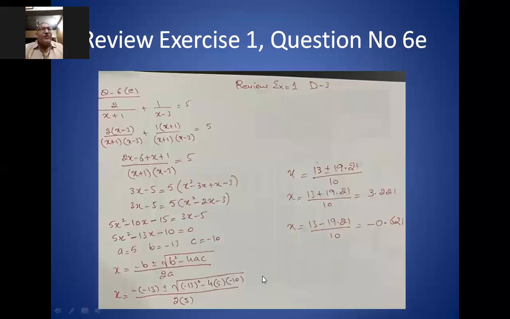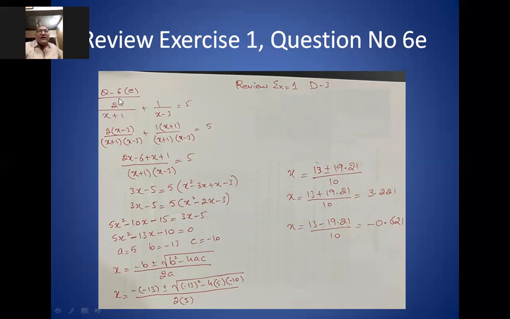Okay, so we are moving to the next question. The next question is question number 6, and it's E part. And the equation is 2 divided by x plus 1 divided by x minus 3 equals to 5. So you see here we have three fractions, 1, 2, and 3. So you cannot do the cross multiplication here. So first of all, I will check what's the LCM.